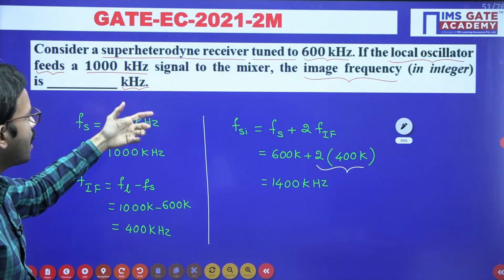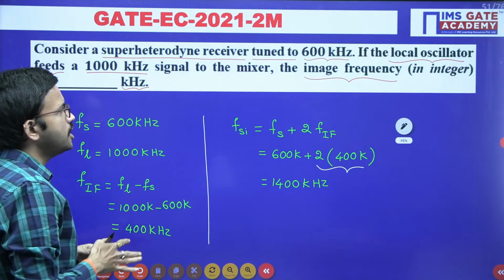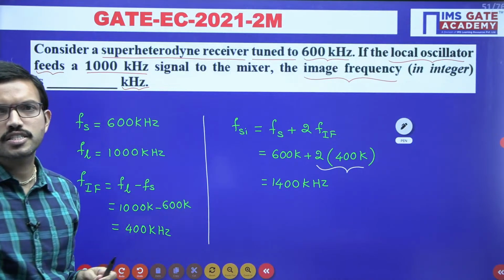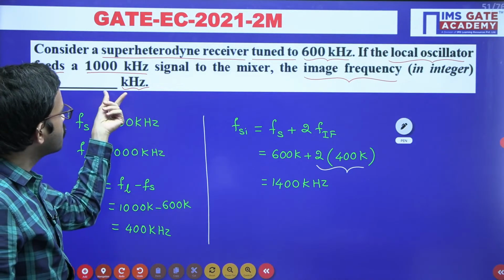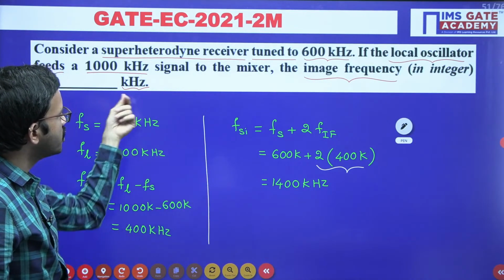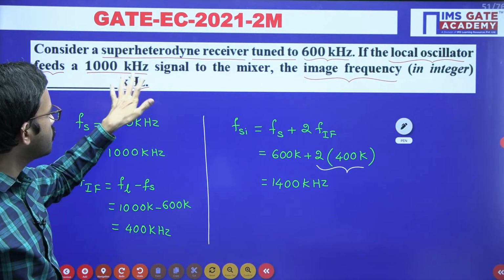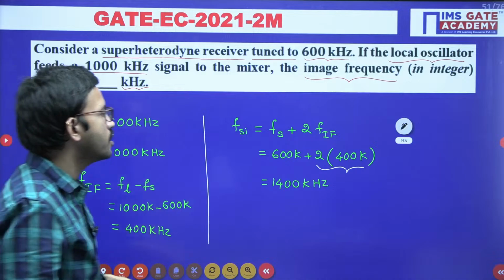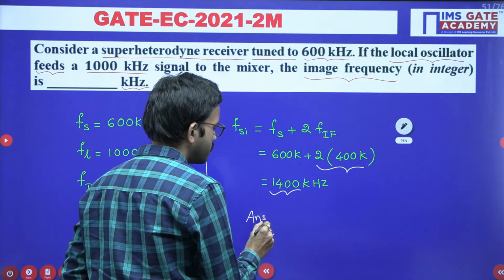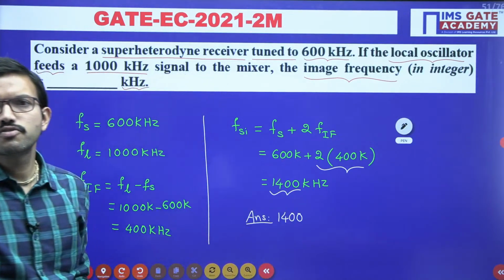In some questions they will ask in the order of Hz, sometimes in the order of kHz. So especially when you have NAT questions, just take care about the units. After solving any question, before you enter your answer from the keyboard in the GATE exam, just look at the units. According to the units, you can mention the answer. So here the answer for this question is 1400.